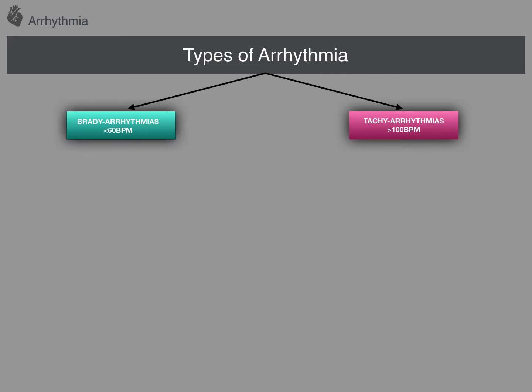Let's move on to talking about the types of arrhythmia. We can divide arrhythmias up into tachyarrhythmias, so those which are tachycardic, so greater than 100 beats per minute, and bradyarrhythmias, which are associated with a heart rate of less than 60 beats per minute. So firstly, under bradyarrhythmias, we can have sinus arrhythmias, sinus pauses, or sinus arrest.